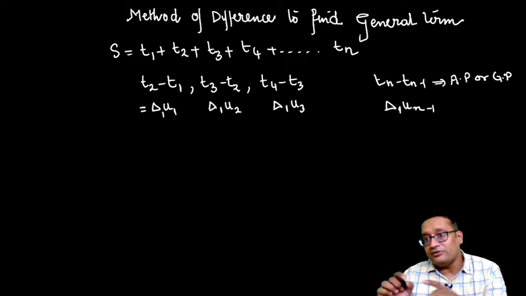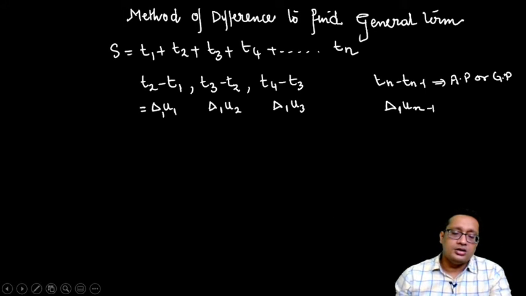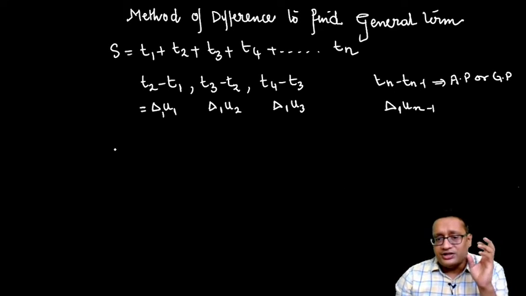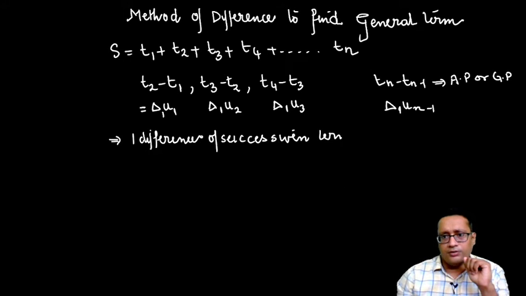From here you will see that the successive term differences are either in AP or GP. Again I will say, successive or consecutive term differences are either in AP or GP. Then if it is AP, what do we consider as the nth term? So first, if the first differences of successive terms are in AP, then consider the nth term as an square plus bn plus c.